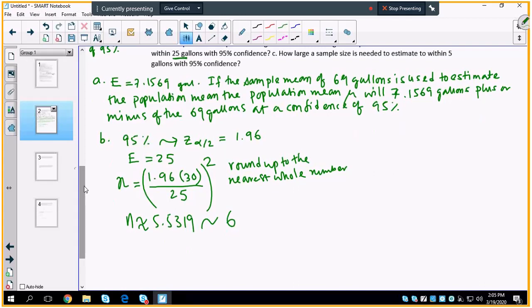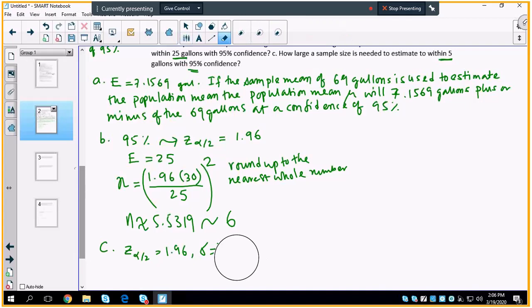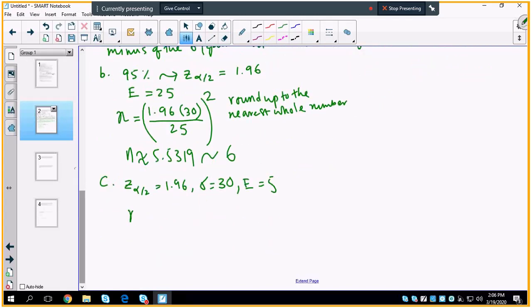The next question asks me, what should be the sample size if you want the margin of error, now I'm making it smaller, within 5 gallons. So pretty much same work, still 95% confidence, so Z alpha over 2 did not change. Z alpha over 2 is still 1.96. Population standard deviation is still 30. So those information did not change. The only changed information here is the margin of error, which is 5 gallons. And I'm going to use them in order to find the sample size. So that will be 1.96 times 30, which is the population standard deviation, over margin of error 5, and square it, round it up.